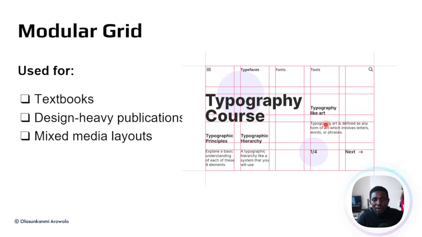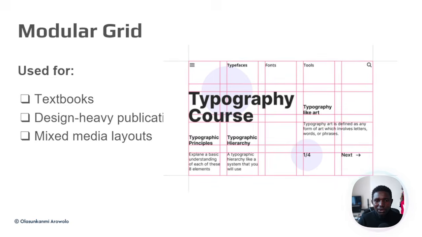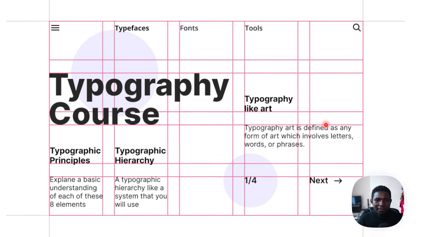Now, we have the modular grid. I think for me, this is one of the most interesting kinds of grids. It's used for textbooks, design-heavy publications, and also for mixed media layout. So this is what it looks like. You see that? It looks dynamic, looks playful, and more. If you remove the lines of the grid, it becomes nice.